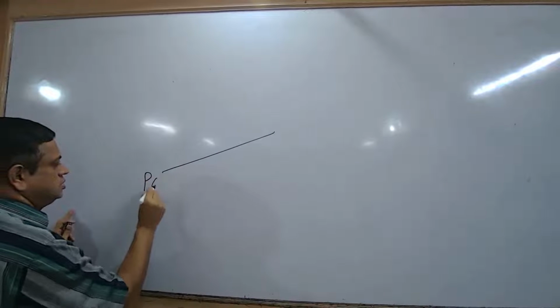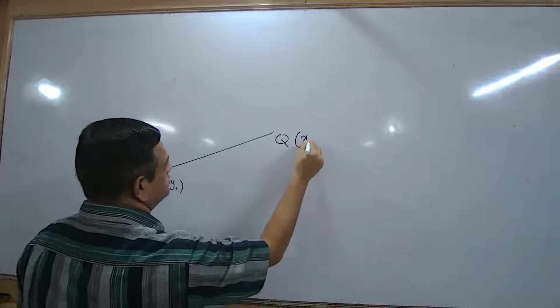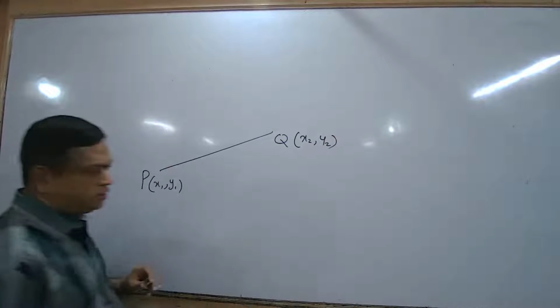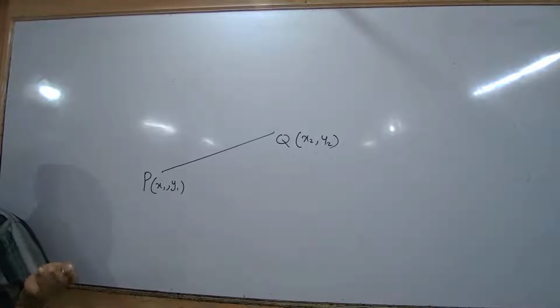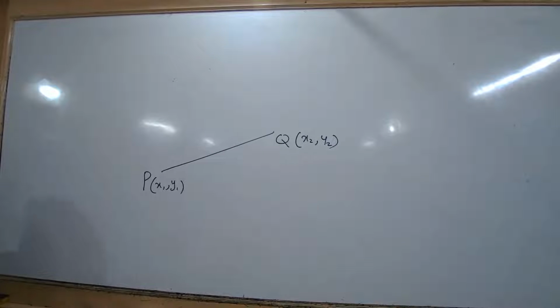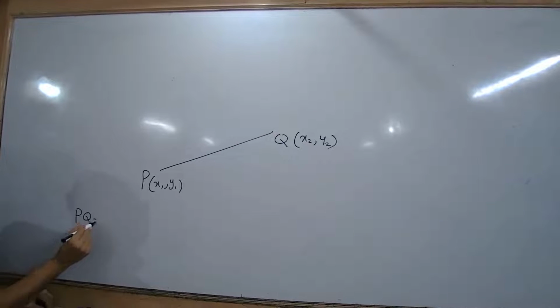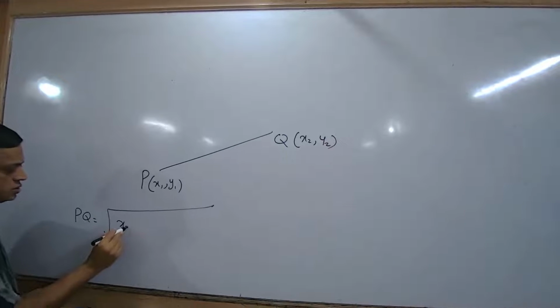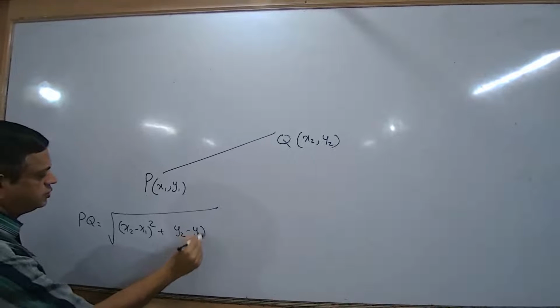Let's say these are the 2 points I have taken: the coordinate of P is x1, y1, and Q is x2, y2. So we are going to discuss the process. Now to find the distance between the 2 points, the length of PQ is found by PQ equals square root of x2 minus x1 the whole square plus y2 minus y1 the whole square.